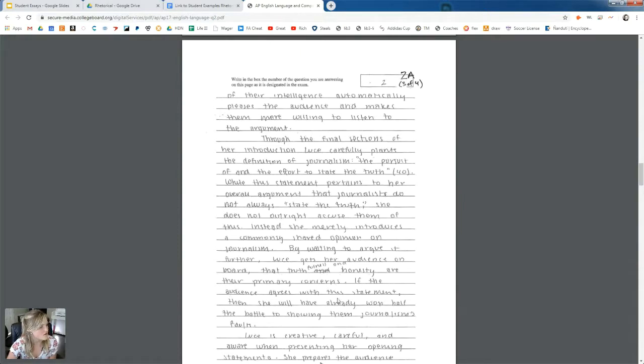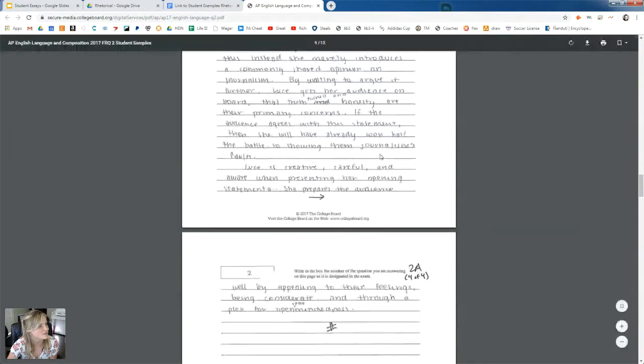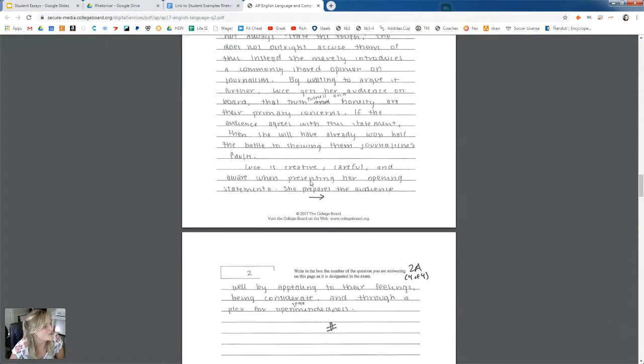If the audience agrees with this statement, then she will have already won half the battle to showing them journalism's faults. Okay, sorry, that sounded like bad grammar for a second, but that was just bad reading. Luce is creative, careful, and aware when presenting her opening statements. She prepares the audience by appealing to their feelings, by being considerate, and through a plea for open-mindedness.